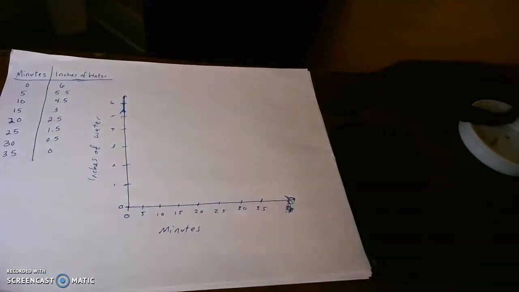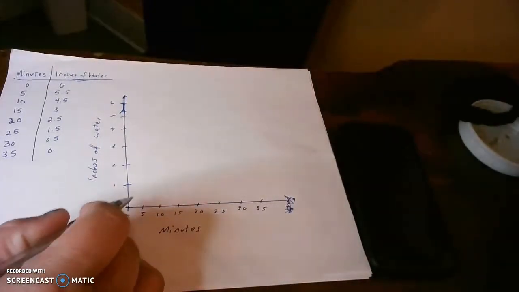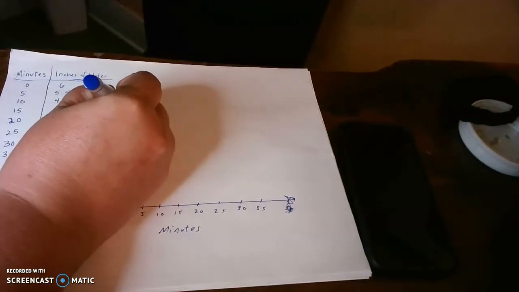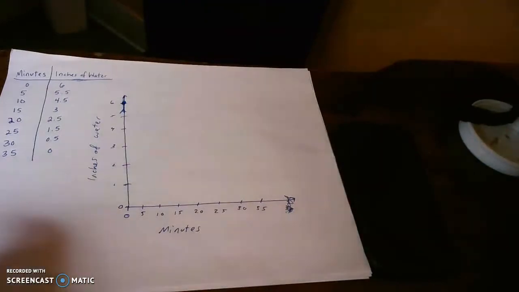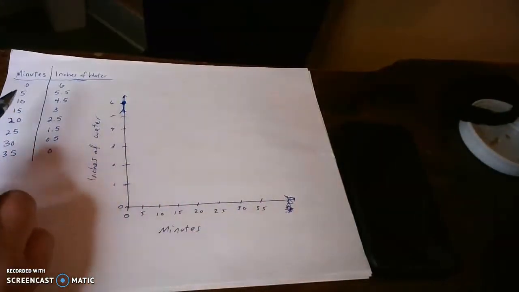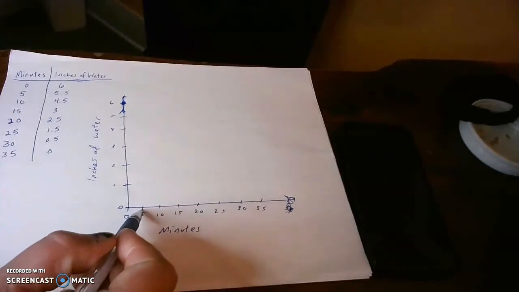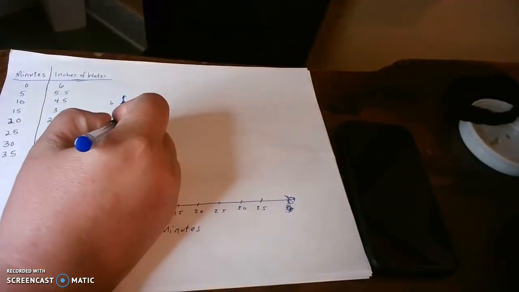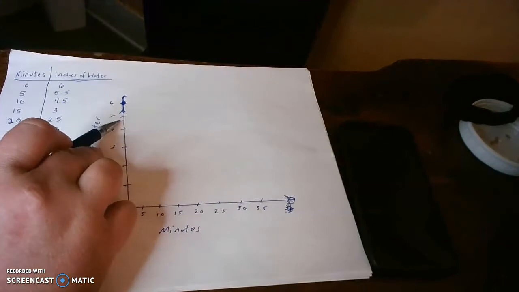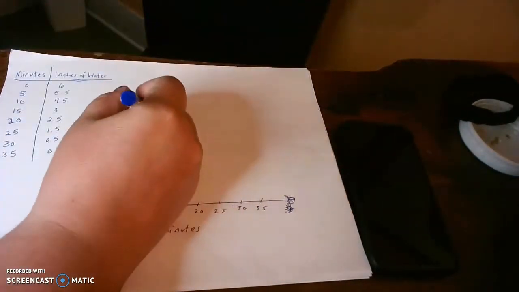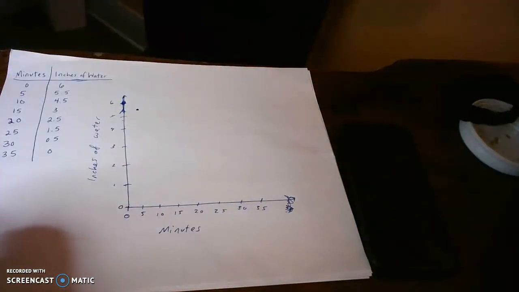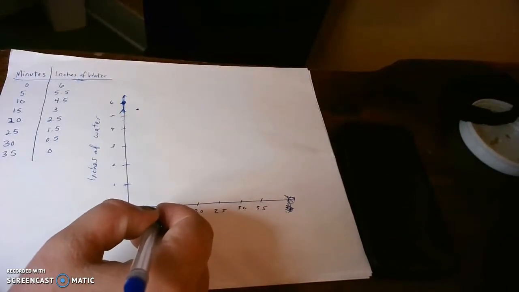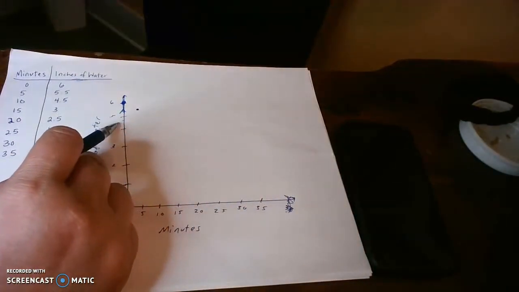My first point was 0 minutes and 6 inches of water. So there's my first point. It's on the axis right there. Then after 5 minutes, I had 5.5 inches of water, so 5 minutes, and I'm going to go in between 5 and 6. There it is. My next one is 10 minutes and 4.5, so here's 10 minutes, and 4.5 is between 4 and 5.